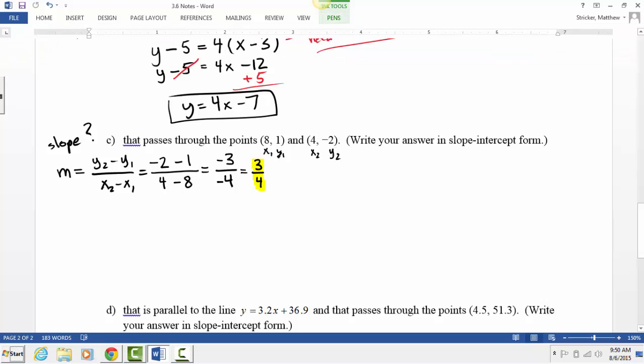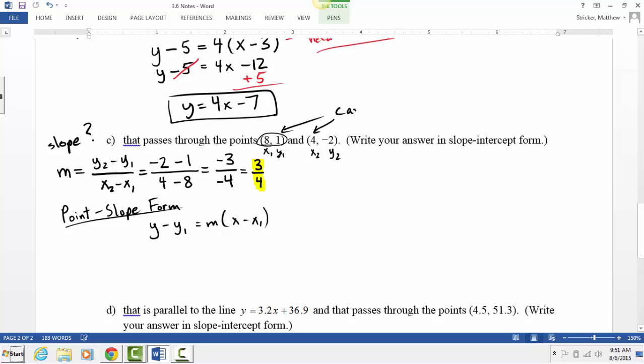And now we have a slope, but we also have 2 points to pick from. So you might say, well, let's use point slope form. Makes sense to do that. We have y minus y1 equals m times x minus x1. We can go ahead and again plug in the information that we have. We can use either of the 2 points. I'm going to go ahead and use the first one because there's no negatives in there. But you can use either point. Just want to reiterate that. You can use either point.